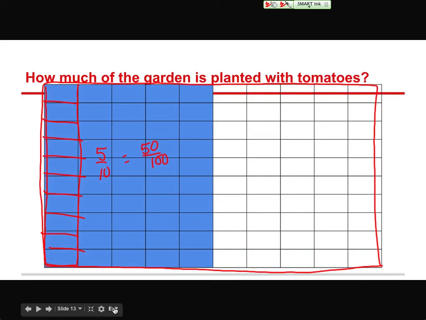Yeah, because they're also both equal to half of the garden. Can you agree that half of the garden is covered with tomatoes? And can you also agree that 50% of the garden is covered with tomatoes? So we have a few equivalences, right?